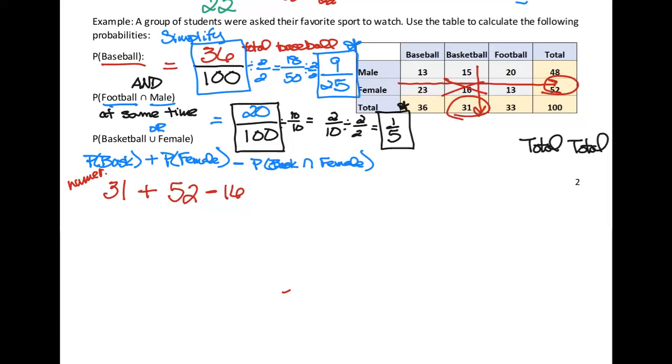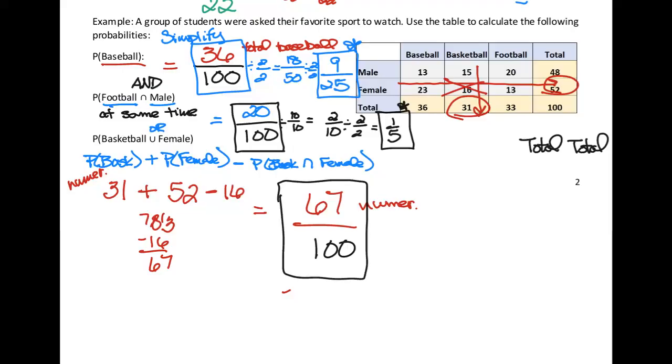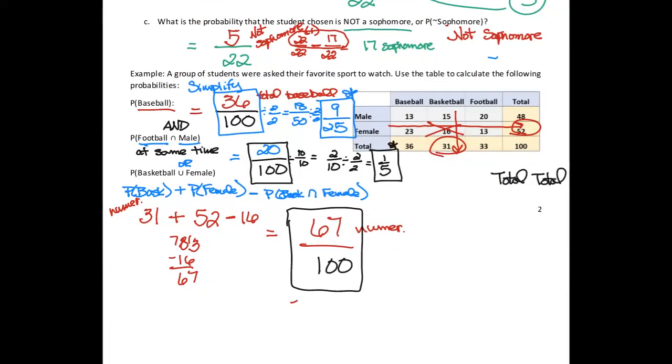Does that make sense? A little bit? So when I add this together, use your calculators. 31 plus 52 is 83, and 83 minus 16 is going to be 67. That's my numerator. Over how many total? 100. It's always 100. Now, 67 over 100. Can I simplify that? I don't think so. So this is your final answer. Okay?